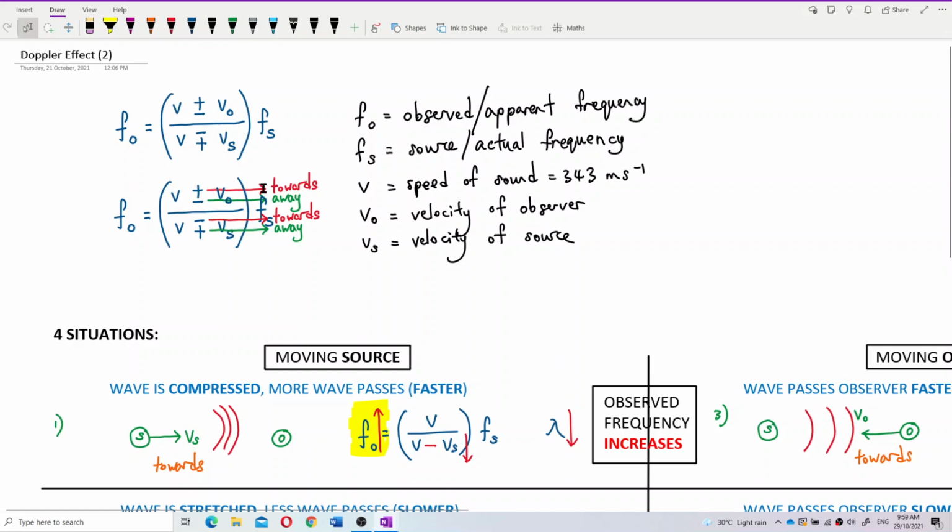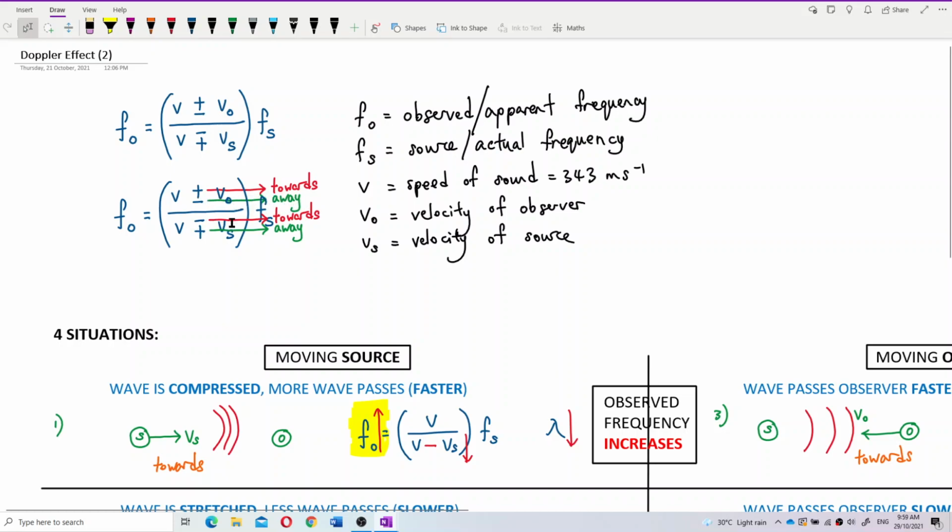Basically, this is what it means. Let us look at the top first, plus or minus vo. We use plus vo when the observer is moving towards the source. Below is when the observer is moving away from the source. So remember, the top always represents towards and below always represents away.